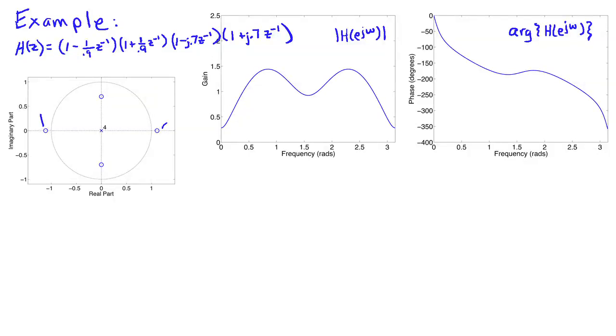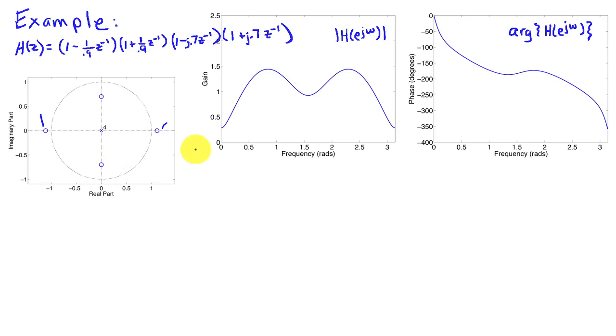I've got an example here where I have 4 zeros. I have an all-zero system, and then there are 4 poles to match that up at the origin at z equals 0. So in this system, we have 2 zeros that are outside the unit circle. They're located at plus or minus 1 over 0.9. So it's this zero here and this zero here. And then we have 2 poles that are located on the imaginary axis at plus or minus j times 0.7.